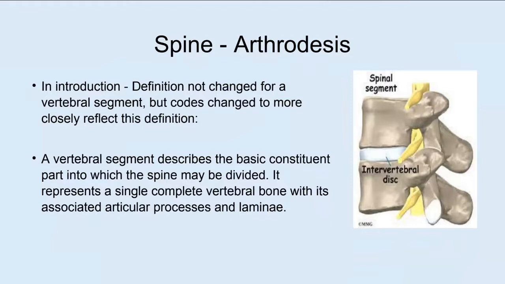Okay, the introduction to this section defines a vertebral segment. Vertebral segment describes the basic constituent part in which the spine may be divided. It represents a single complete vertebral bone with its associated articular processes and lamina. So this is bone. Now, this definition hasn't changed, but it's important to look at this because some of the wording in the codes has changed to reflect this definition more precisely. Now, in the professional edition of CPT, there are pictures to better understand all the definitions of these terms that we're going to cover.